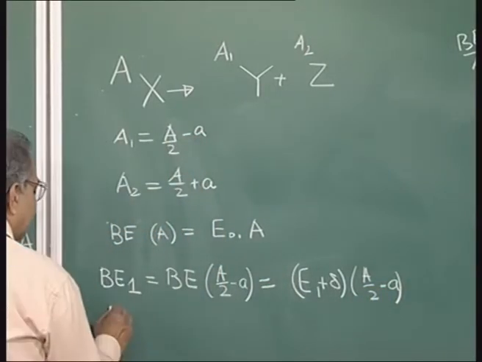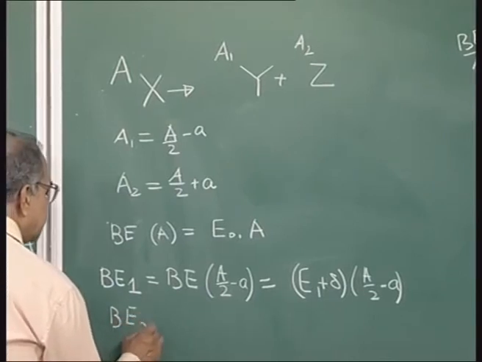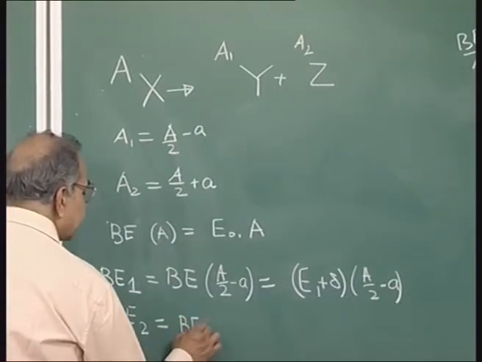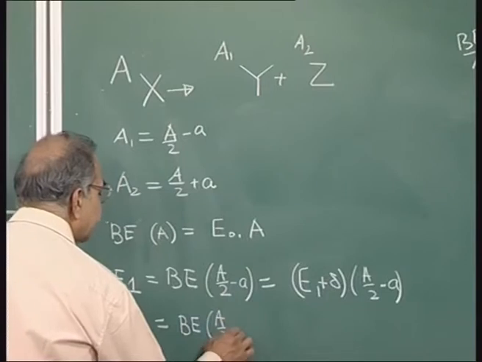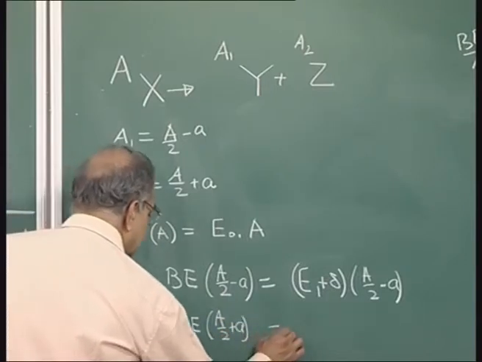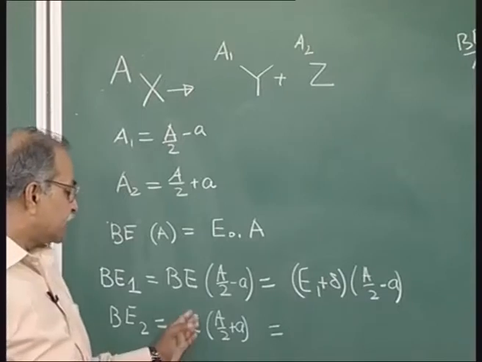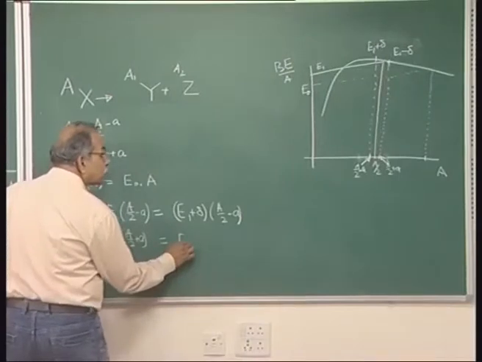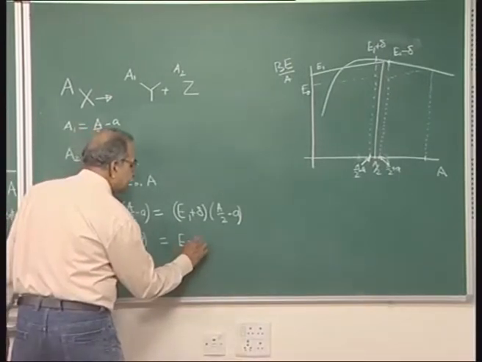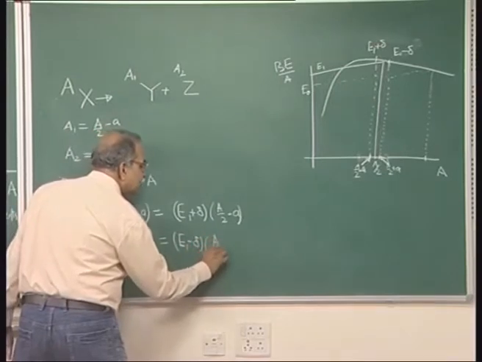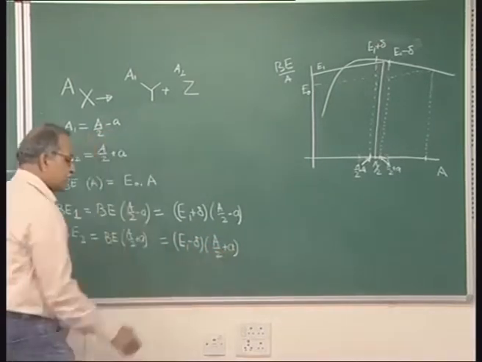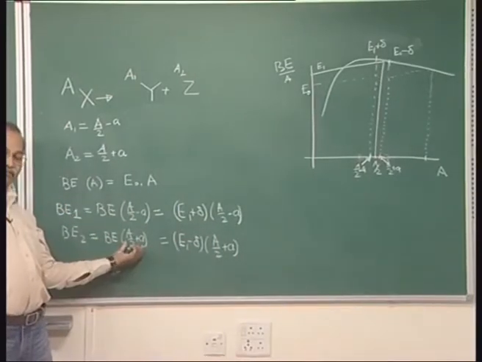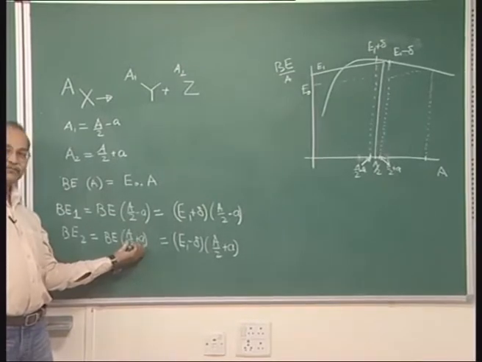And the binding energy of the second nucleus BE2, that means the binding energy of the nucleus A by 2 plus a. How much is this? This will be the binding energy per nucleon multiplied by the number of nucleons: E1 minus delta, multiplied by A by 2 plus a, right. So E1 minus delta is the binding energy per nucleon at this mass number, multiplied by the number of nucleons, that is this.